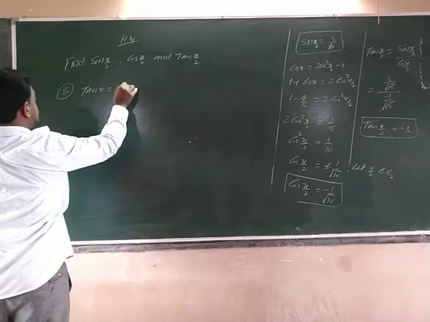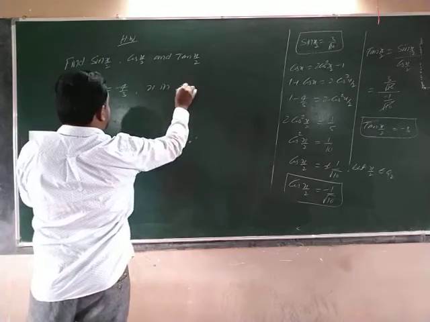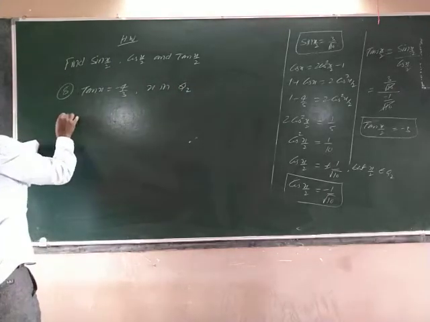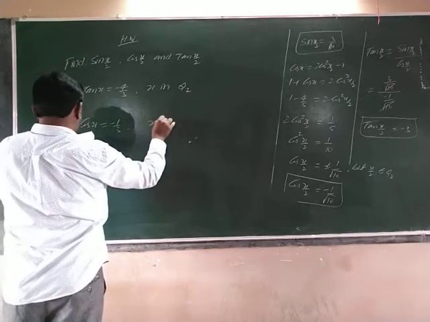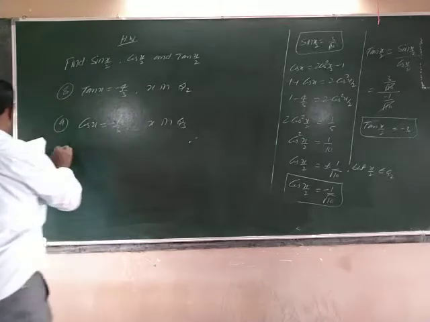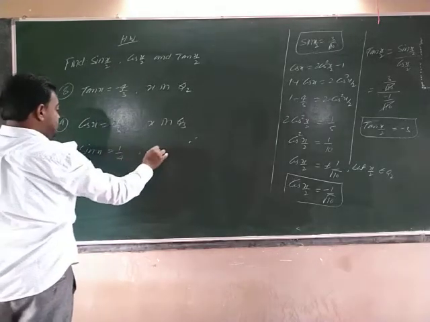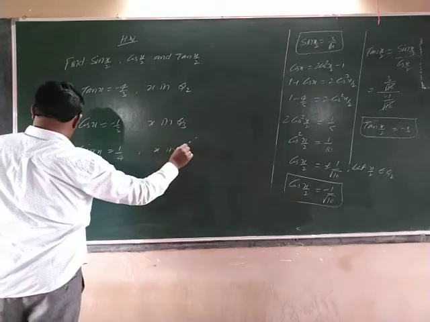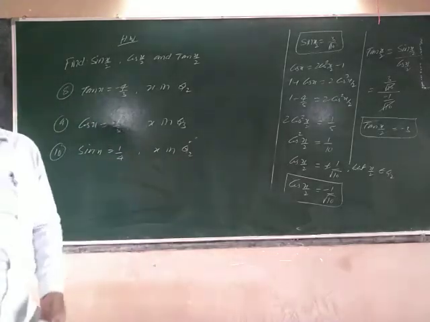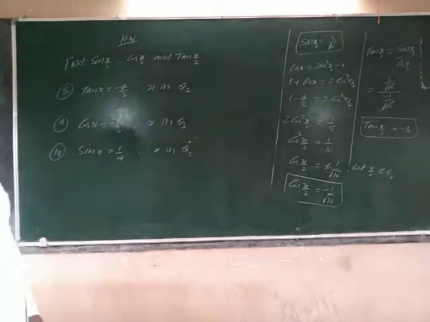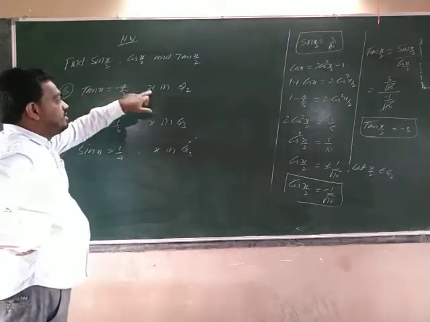Tan x is equal to minus 4 by 3, x in the second quadrant. 9th one, cos x is equal to minus 1 by 3, x in the third quadrant. 10th one, sin x is equal to 1 by 4, x in the second quadrant. These we have to solve. Simple problems, you follow a similar process. This one we follow: tan x is equal to minus 4 by 3, x is in the second quadrant.